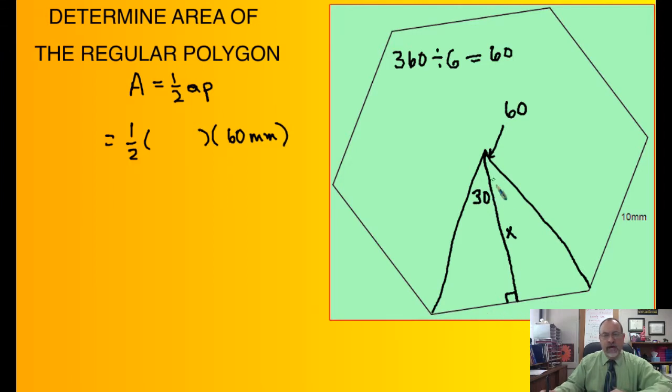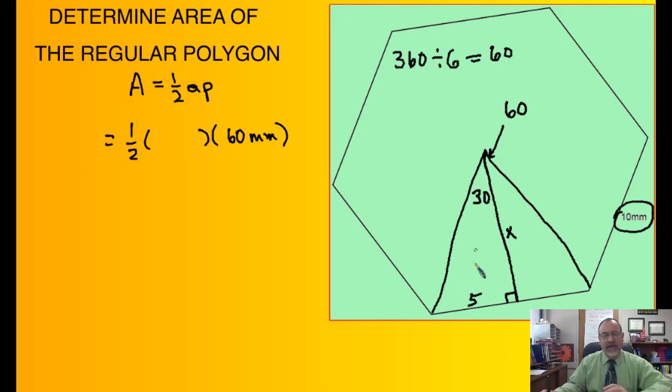I also know that when I draw this apothem, it cuts this side in half. So I know the length of the entire side is 10. That was given to me here. It's regular and all the sides are the same. So that means that this is now 5.